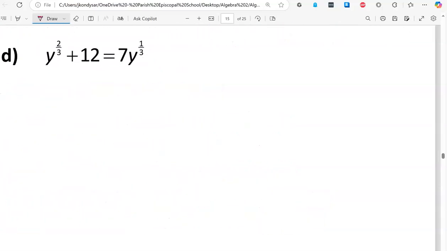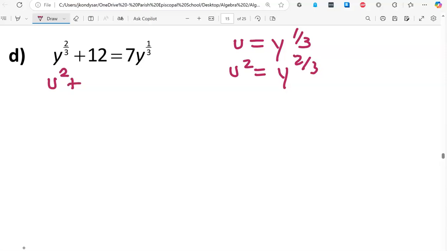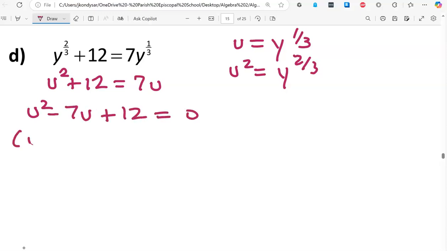All right, let's try D. So in D, we're going to let u equal y to the 1/3, and then our u squared would be y to the 2/3. So u squared plus 12 is equal to 7u when we back substitute. I'm going to move all terms to one side of the equation, and then factor u minus 3 times u minus 4 is equal to 0.